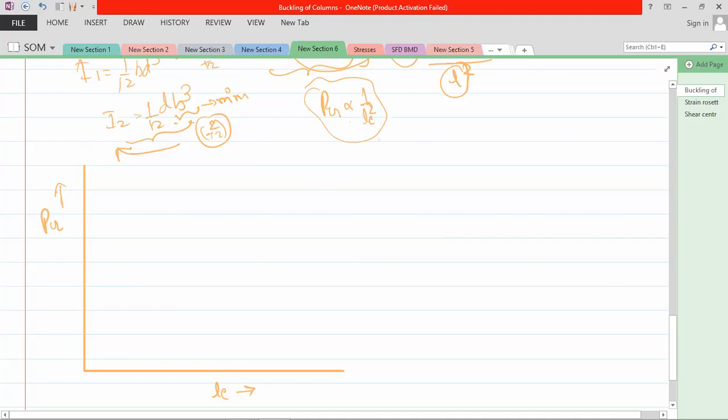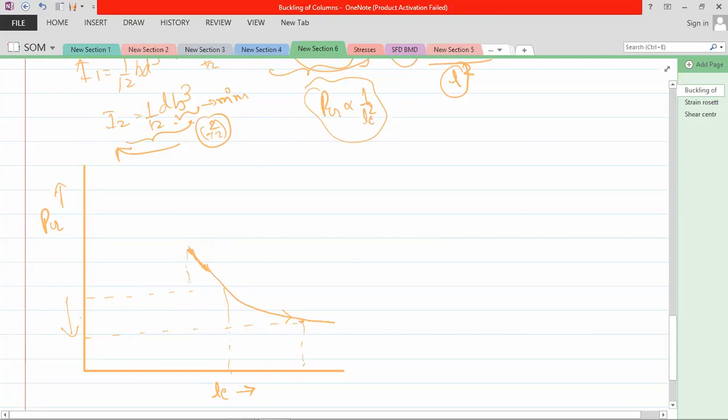As you decrease the length, P critical will increase. When length increases, P critical decreases. So this is your P critical. Suppose your length is 1 meter, and then again your length is 2 meter. Your P critical should decrease. This is for Euler buckling, but there is a limitation. Only up to some value is the long column concept applied.